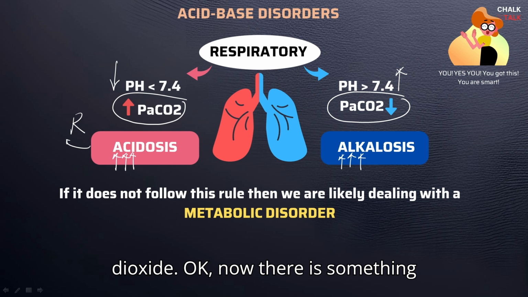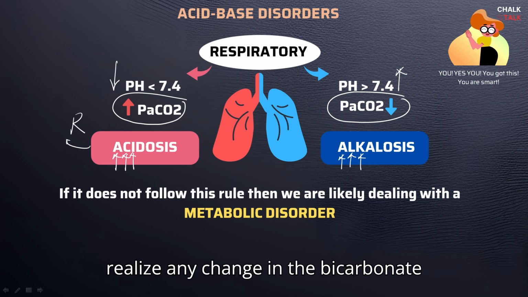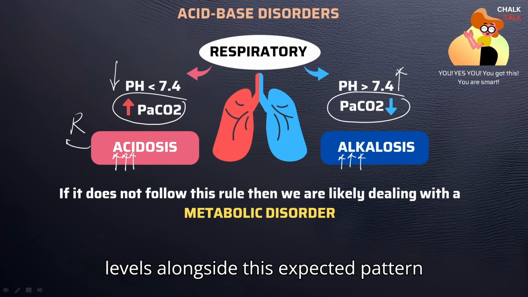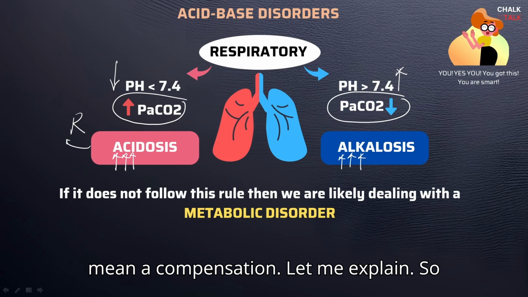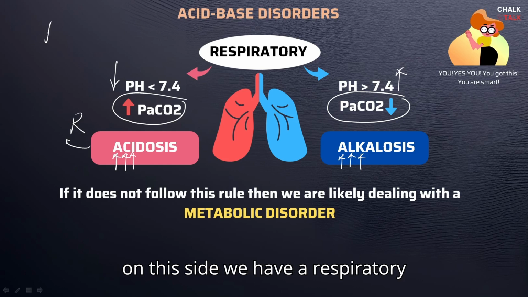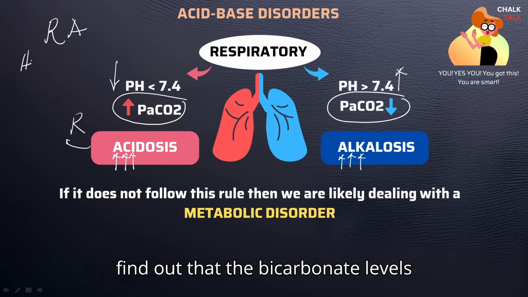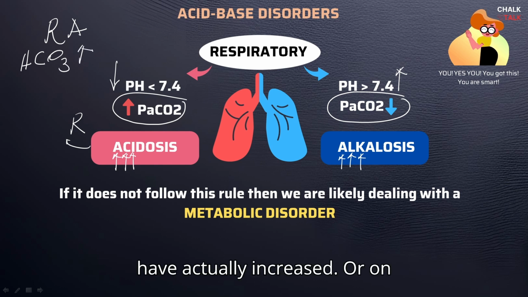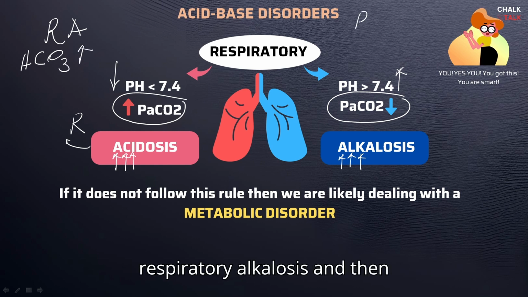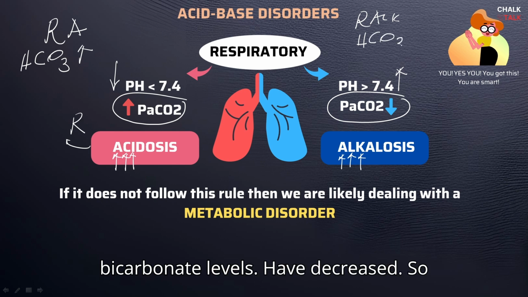Okay, now there is something important that I want you to know. If you notice any change in the bicarbonate levels alongside this expected pattern for respiratory disorders, this would mean a compensation. Let me explain. On this side, we have a respiratory acidosis, and then you check and find out that the bicarbonate levels have actually increased. Or on the other side, let's say we have a respiratory alkalosis, and then we check and find out that the bicarbonate levels have decreased.